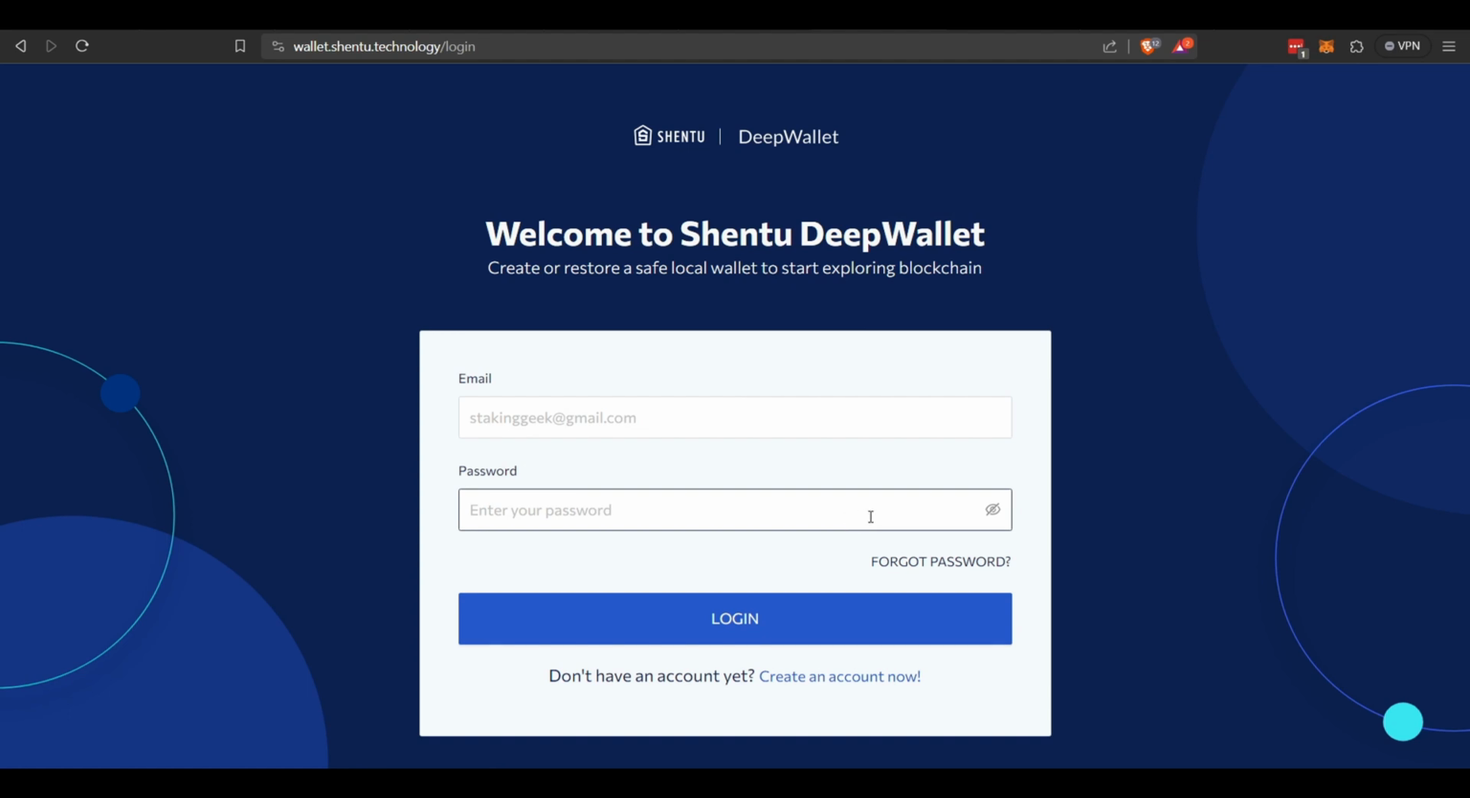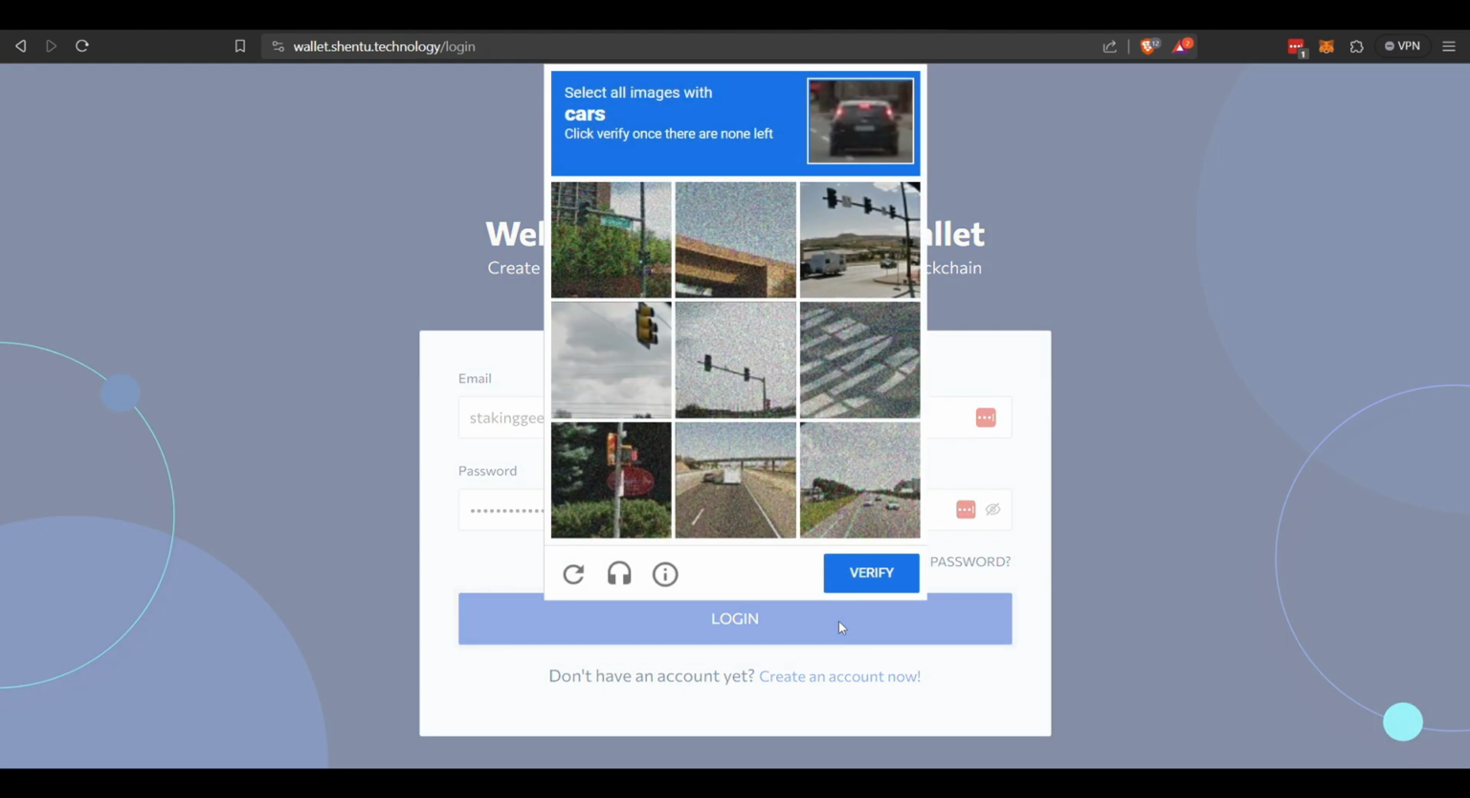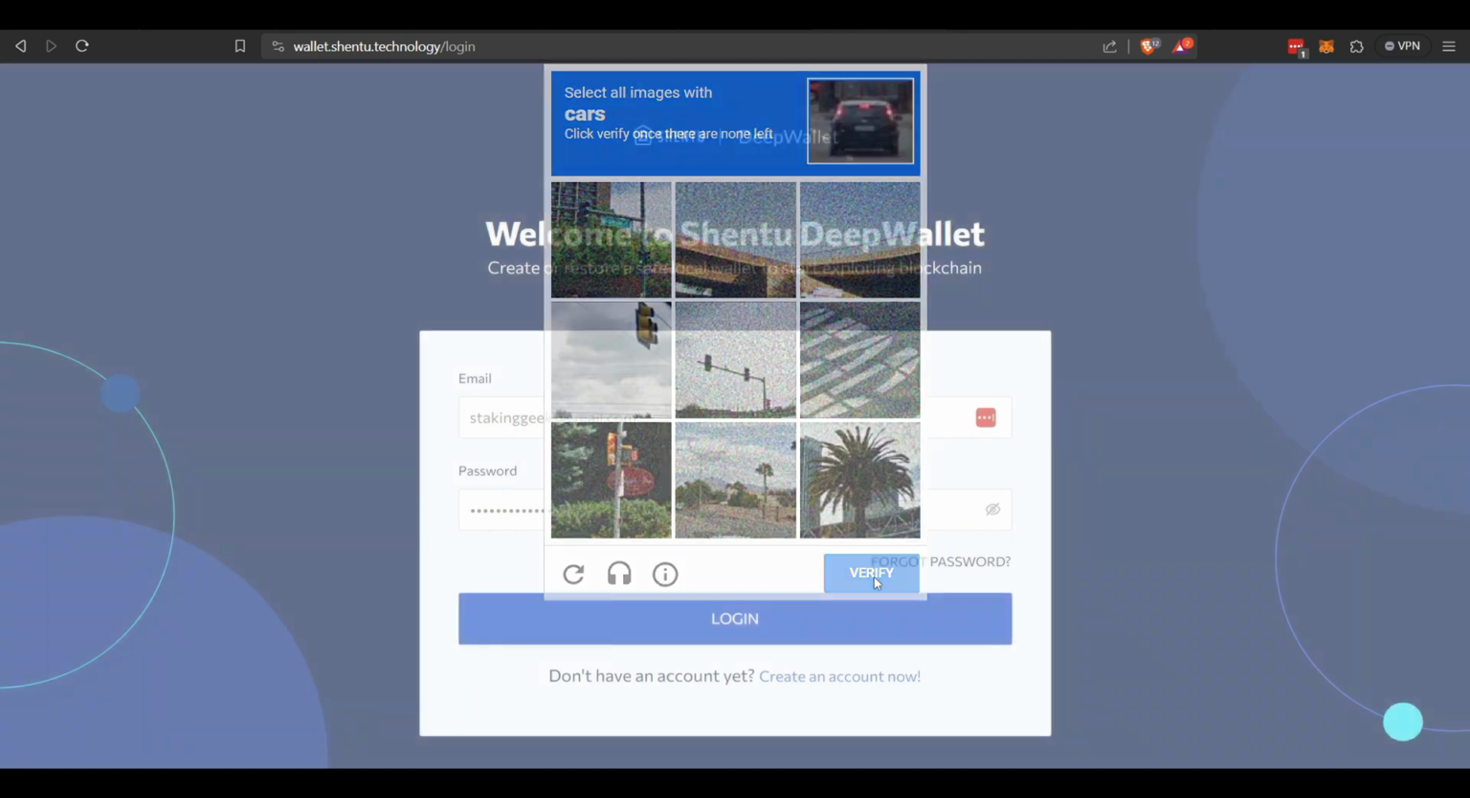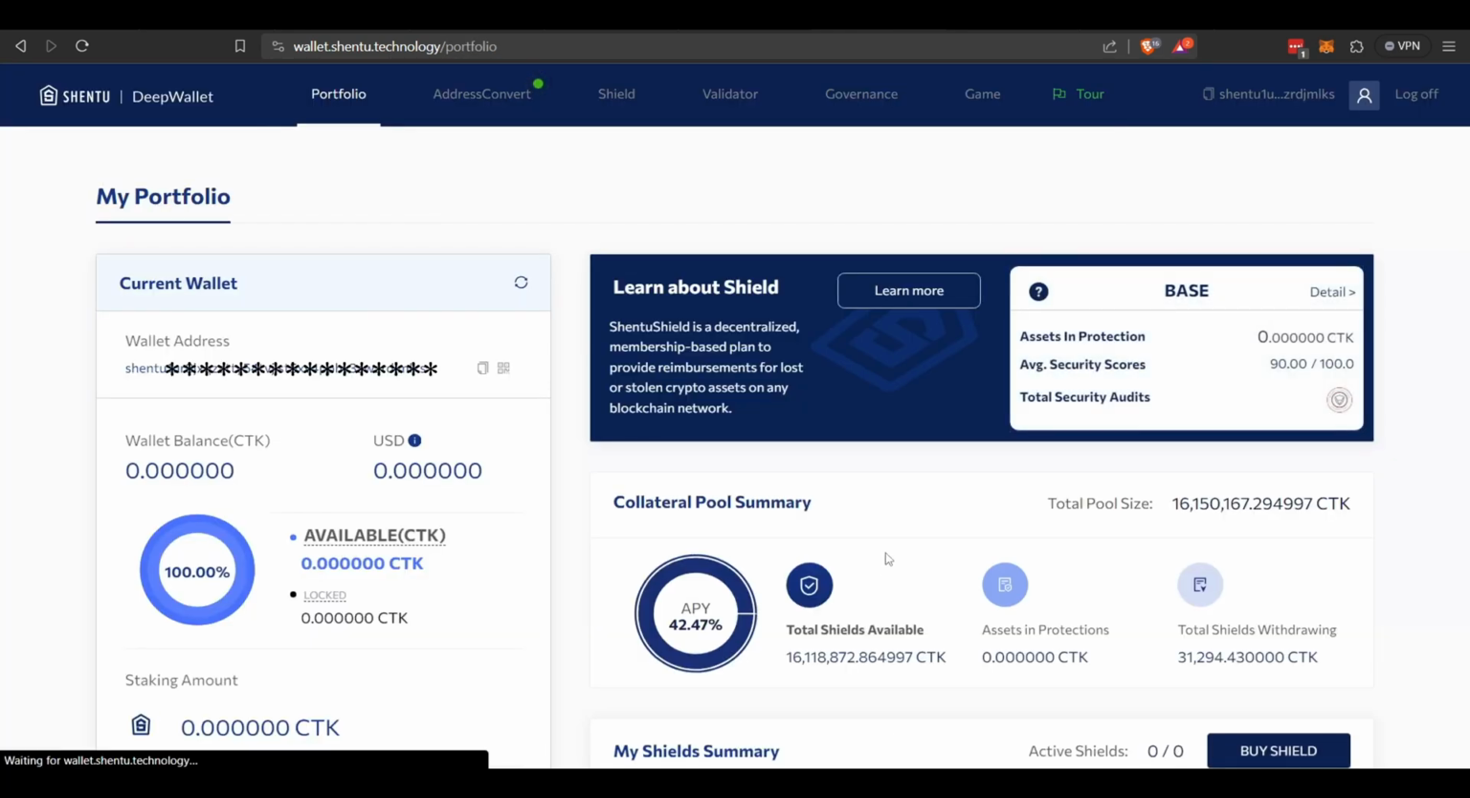If you already have an account, I already do, you're going to log in. Now we're in. This is fairly straightforward, pretty easy.